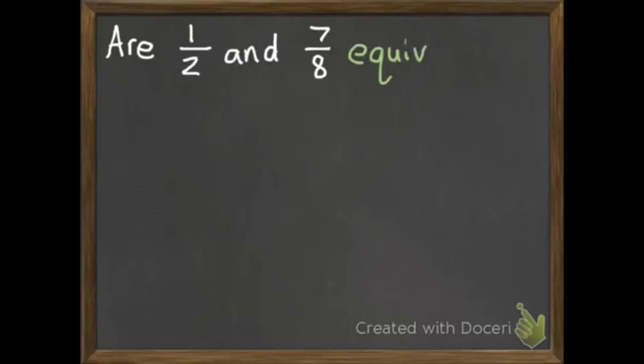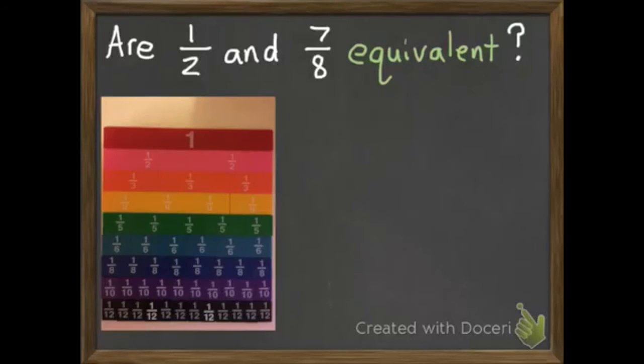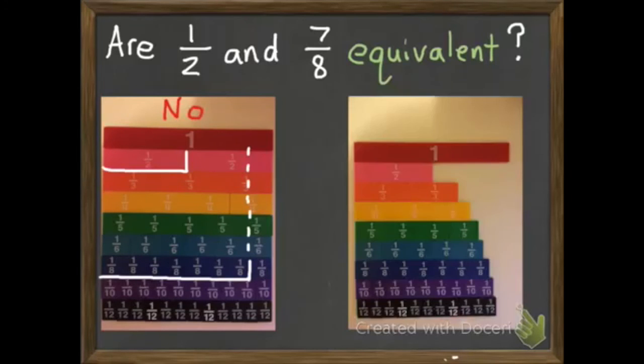Here's my second example. Are 1/2 and 7/8 equivalent? They're each just missing one piece, but let's draw a picture here. So if I have all of my fraction blocks, I find 1/2 goes to there, 7/8 goes all the way over to there. So even though they're both just missing one piece, there's quite a bit of difference if I continue this line up. They definitely don't look equal. So no.